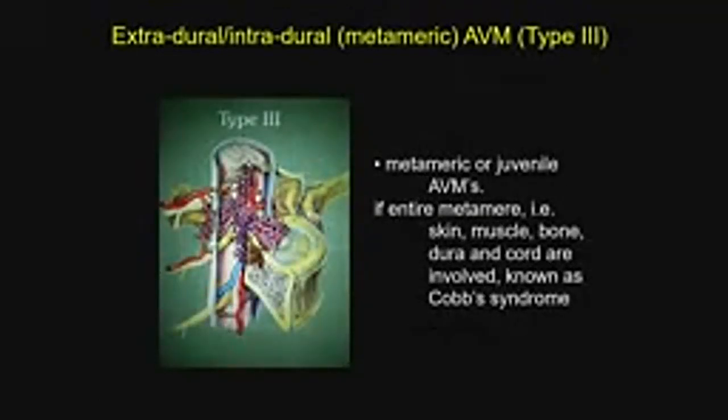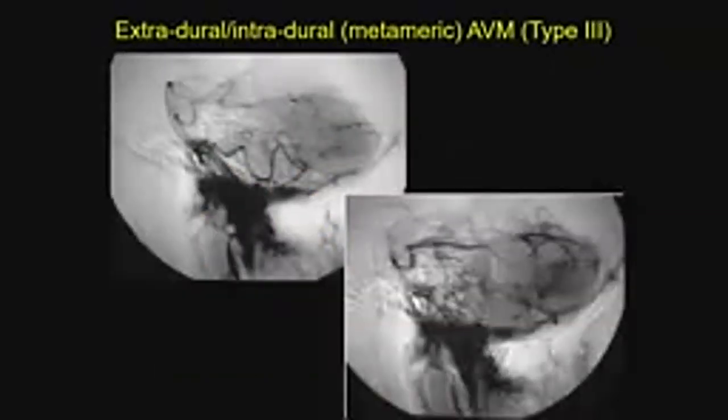Now, another situation, a somewhat similar disease, is called type 3 or the metameric type, which is a composite of all 3 layers. So you have ectoderm, meso, and endoderm. We are more interested in the cord part. So in this case, you have, of course, involvement of the vertebral body, but we are interested in the cord itself. So this is how it looks.